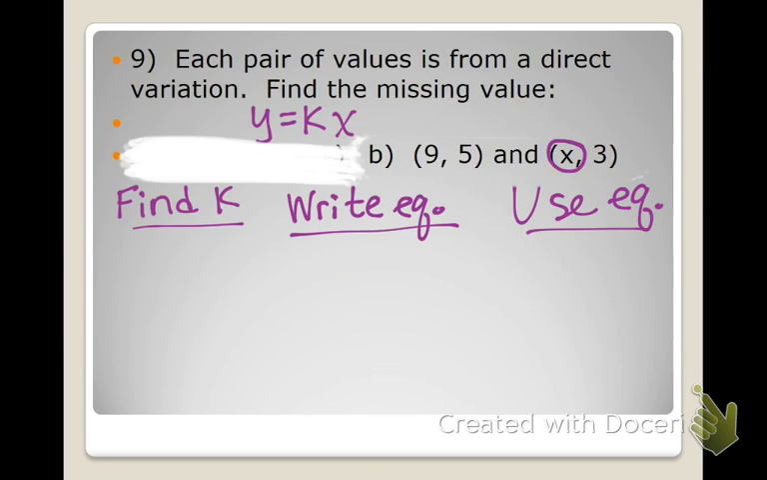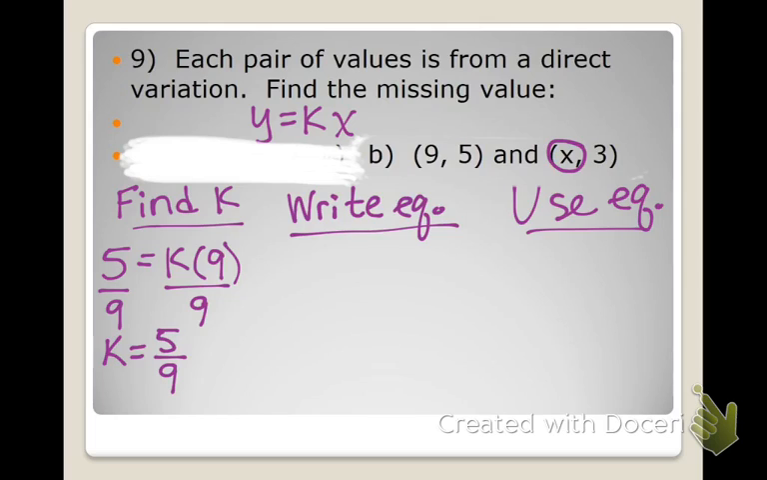On 9b, what did we plug in for y? 5 equals k times, what went in for x? 9. To get k alone, divide by 9. And again, I would highly recommend just leaving these as fractions. I don't even know if this one comes out to a nice decimal, so I would just leave it alone. Then we write an equation, which means we're only plugging in k. So y equals, good, 5/9 x.